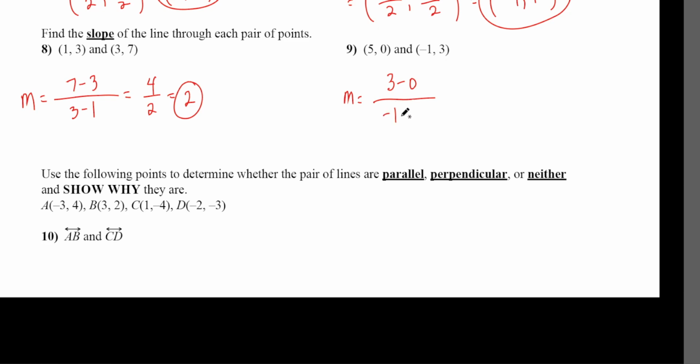Negative 1 what? Minus 5. Good. 3 minus 0 is 3. Negative 1 minus 5. Add the opposite. Remember that? It's negative what? Negative 6. What happens here? 3 goes into both of those, doesn't it? 3 goes into this once, 3 goes into this twice. What's my answer? Negative, don't forget the negative, -1/2.